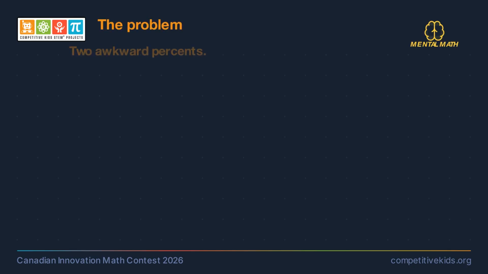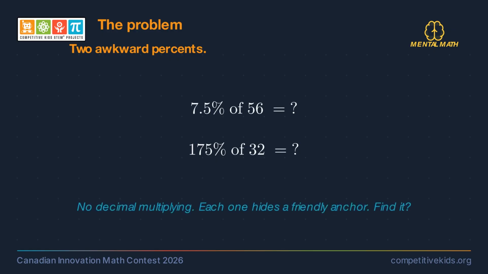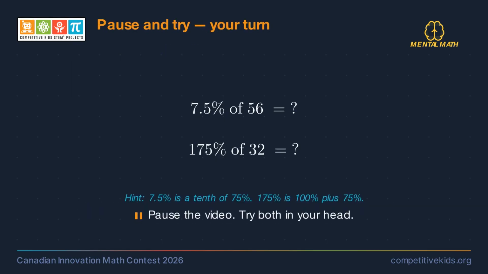Two awkward-looking percents. What is 7.5% of 56? And what is 175% of 32? No messy decimal multiplying. Each one hides a friendly anchor. Can you find it? Pause the video. Try both in your head.